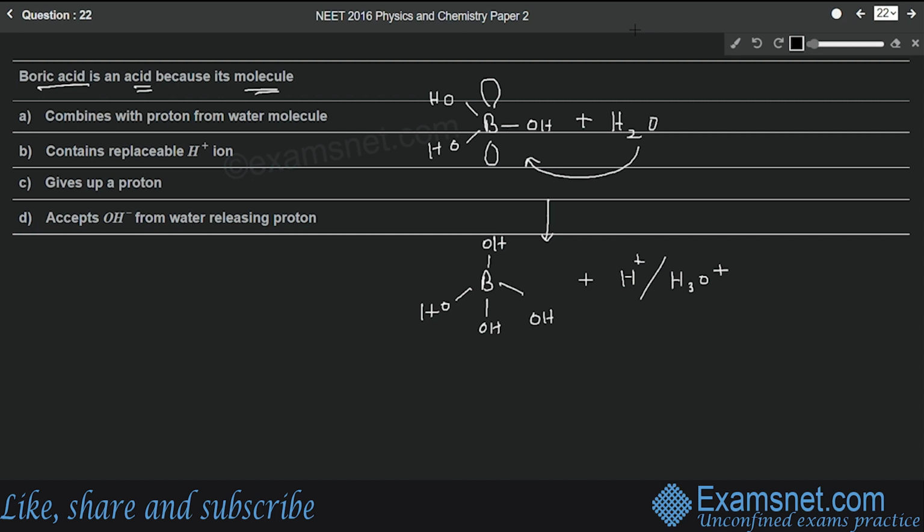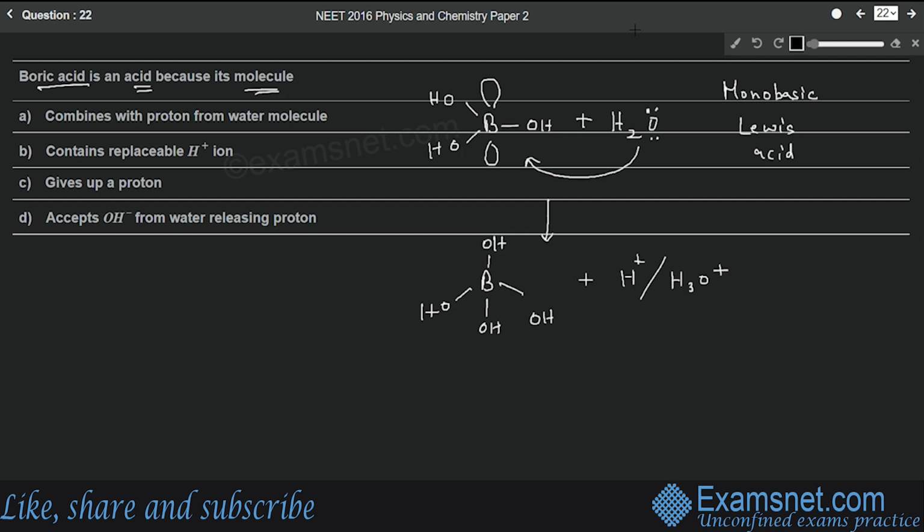Now what do we see? That the boric acid has accepted OH minus ion. Okay, and that is the reason it is known as an acid. And in fact it is an example of monobasic Lewis acid. Okay, Lewis acids are those which accept a lone pair of electrons. Okay, so from water it also accepts a lone pair of electrons because water has 2 lone pairs of electrons.